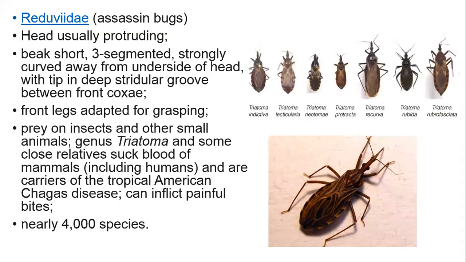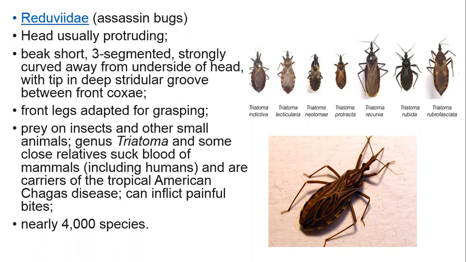Number one, Reduviidae or the assassin bugs. A very large family, exclusively predaceous or blood-sucking, usually brownish or black, and medium-sized to large insects. It has an elongated narrow head, with the portion behind the eyes being neck-like. The rostrum is three-segmented, usually curved, and the tip fits in a prosternal groove. The antennae are filiform.